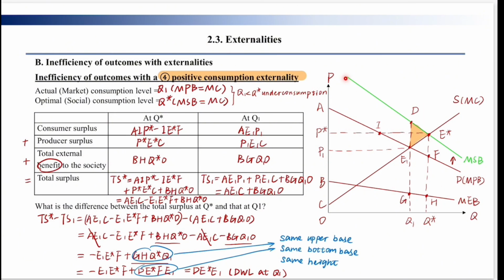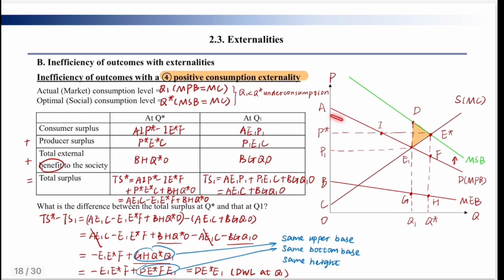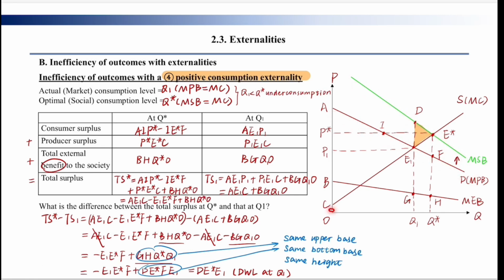We need to know the difference between these two curves is equal to MEB, because MSB is equal to MPB plus MEB, right? So we can see that these two curves are not parallel, because when Q is equal to 0, the MEB is the largest. So when Q is equal to 0, the distance between the MSB and the MPB curve is the largest, and it becomes smaller and smaller when Q increases. Okay, after knowing this, we can find the intersection of the supply curve and demand curve. This is the former equilibrium point, this is the new equilibrium point.